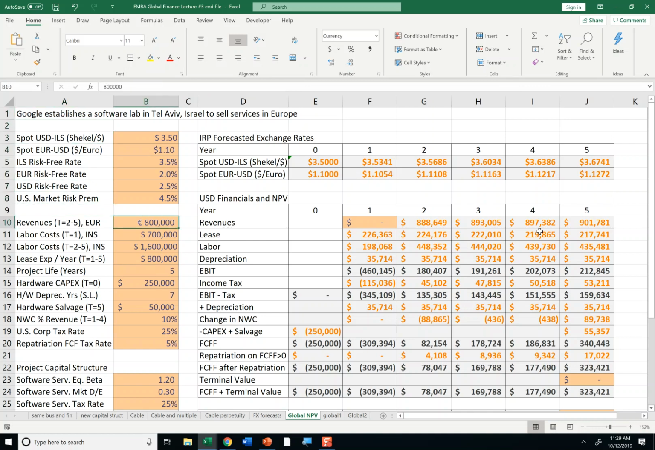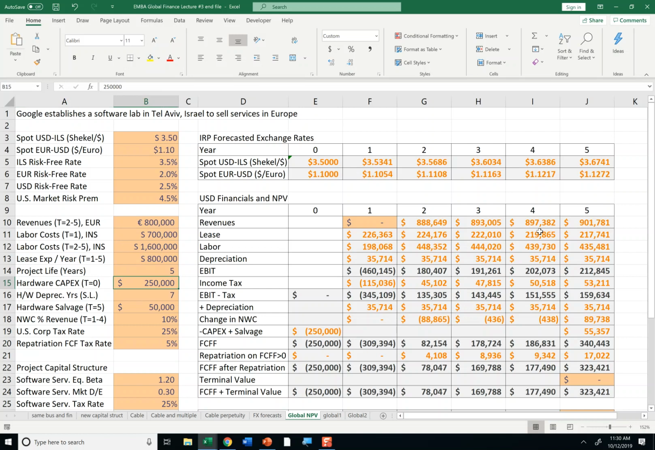Let's start here. The revenues, it's going to take 2 years to get going. The revenues from years 2 to 5 are 800,000 euro. They're millions, but don't worry about that. The labor costs in the first year are 700,000 shekels. So that's the engineers we're hiring there. Labor costs for years 2 to 5, when we get fully up to speed, are 1.6 million shekels a year. The lease expense is 800,000. So that's just another operational expenditure.